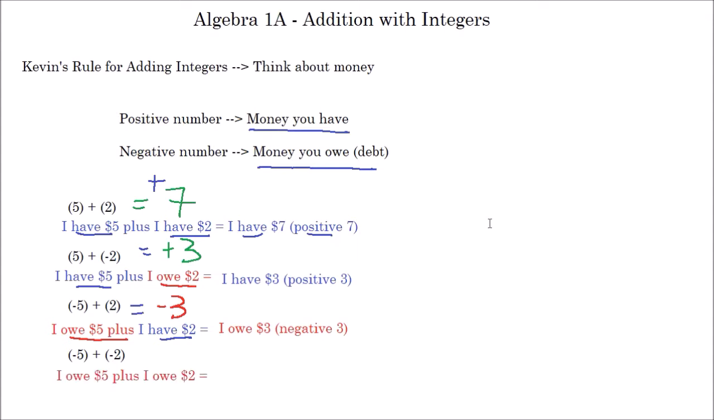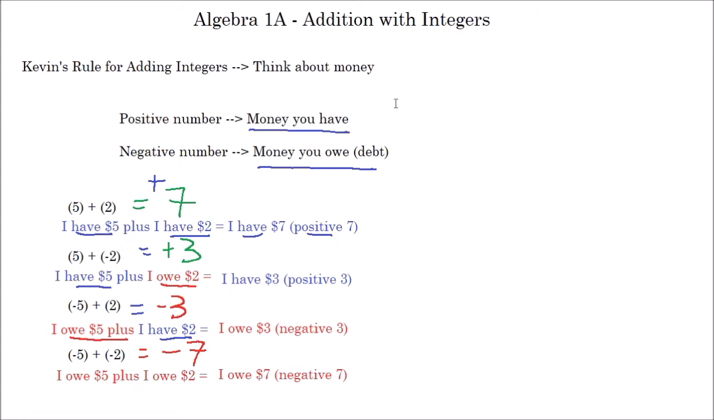Here these are both negative, so both of them represent amounts that I would owe. I owe $5 plus I owe $2. Maybe I owe $5 to my brother, and I owe $2 to a friend. Those are separate people, but if I look at my financial situation, we can add those together and say I owe $7 altogether. So that's what we have there.